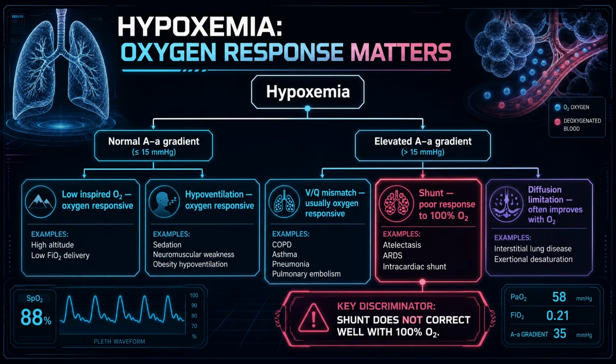The oxygen response is the practical discriminator. Low inspired oxygen and hypoventilation usually have a normal alveolar arterial gradient and improve with oxygen. Ventilation-perfusion mismatch has an elevated gradient and usually improves with oxygen. Diffusion limitation also often improves. Shunt is the key exception. It has an elevated gradient and responds poorly to 100% oxygen. That is why distinguishing V/Q mismatch from shunt matters at the bedside.